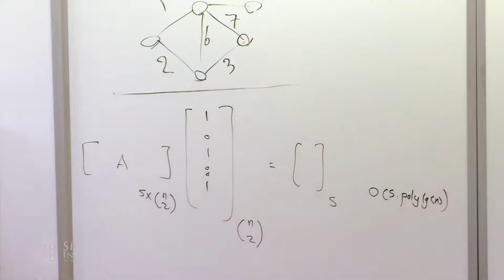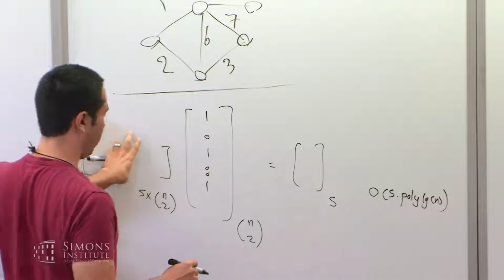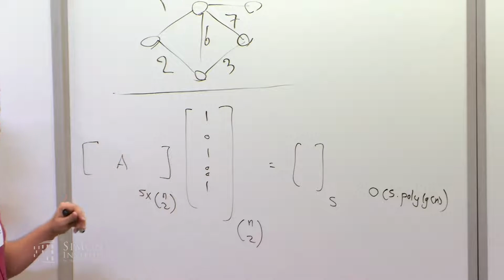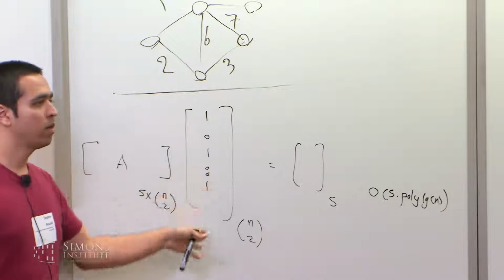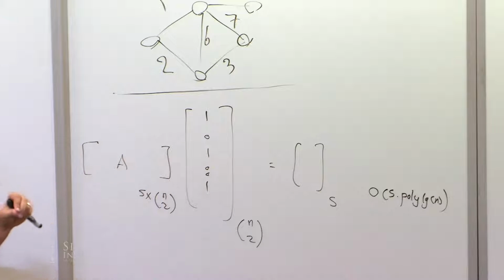Sounds good? Okay. So the question is, does A depend on n, or on G? A depends on n, the number of vertices, for sure, but should it depend on the graph or not? The answer is no, but let me get to that.